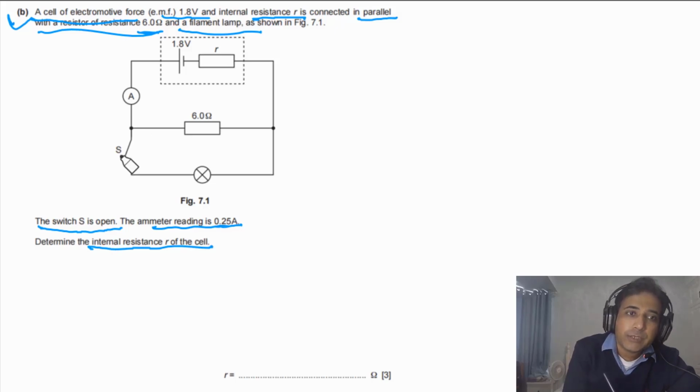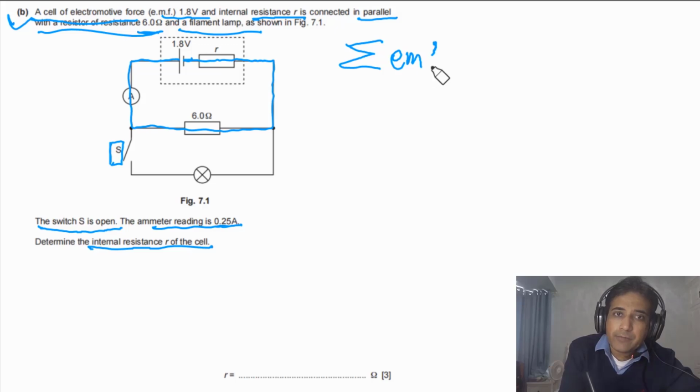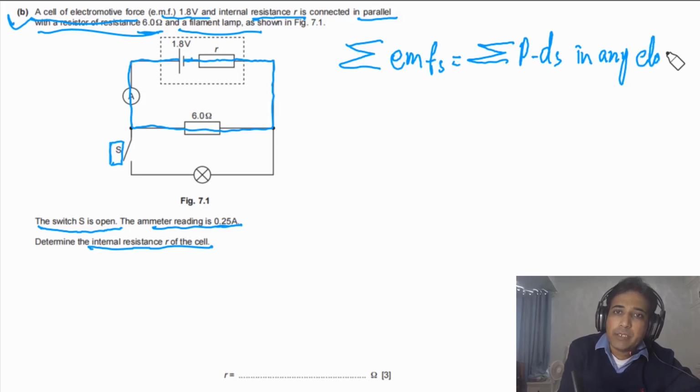So first of all, we need to understand it is given to us the switch is open. So it means that we are just talking about this part of the circuit. We can draw this line. You can see we are just talking about this part of the circuit. And according to Kirchhoff's second law, the sum of EMFs in any closed loop has to be equal to the sum of PDs in any closed loop. So this is the main concept, in any closed loop.